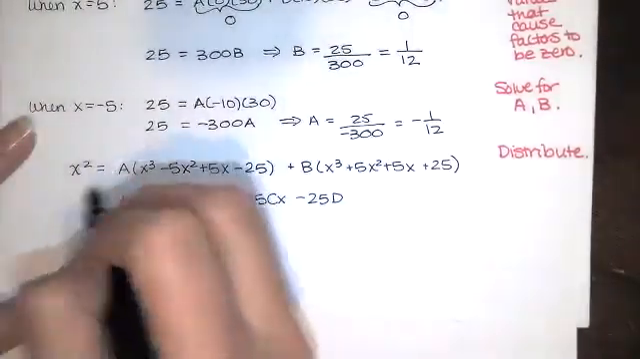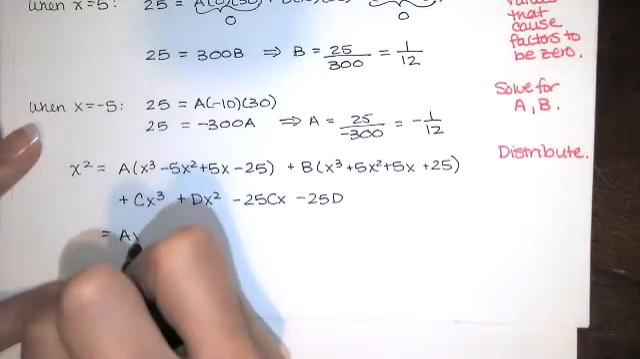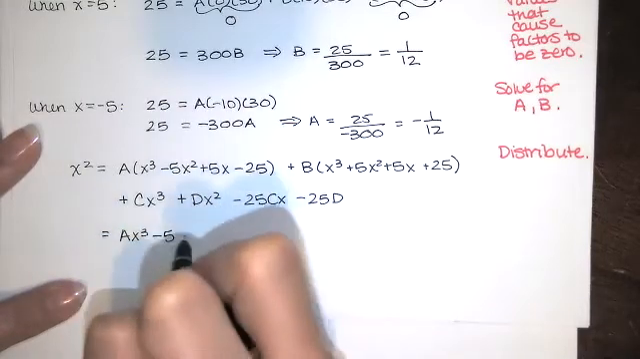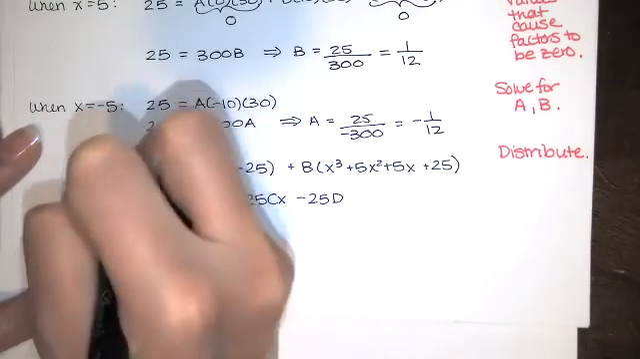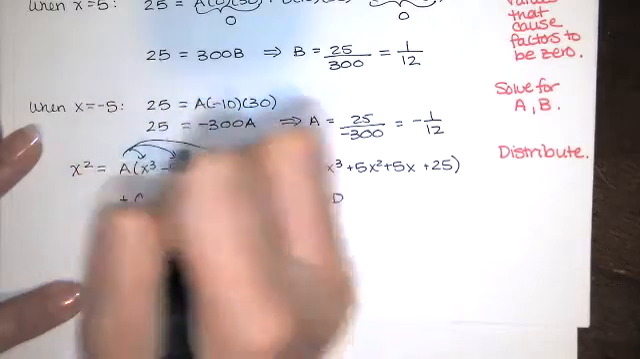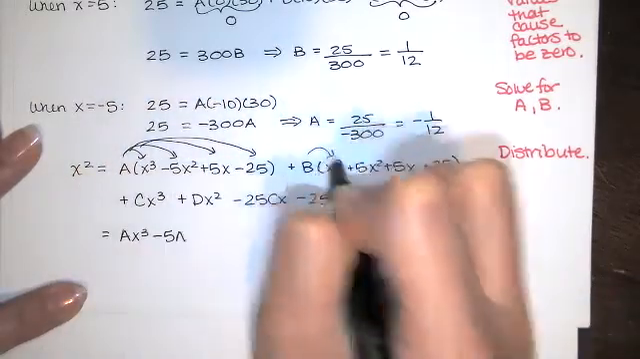And we keep distributing, so distribute that a through everything. Distribute that a to all four of those terms there. We're going to do the same thing with b.